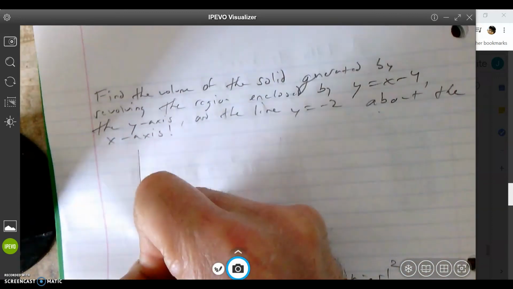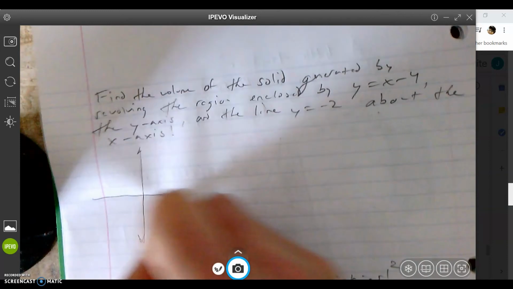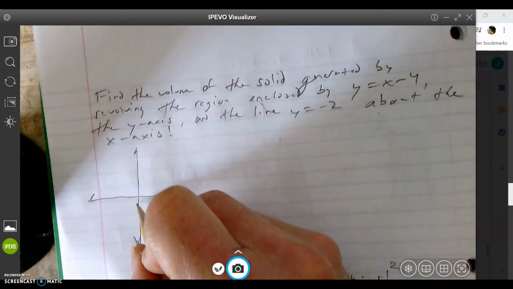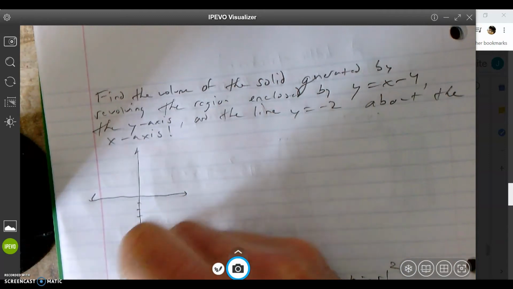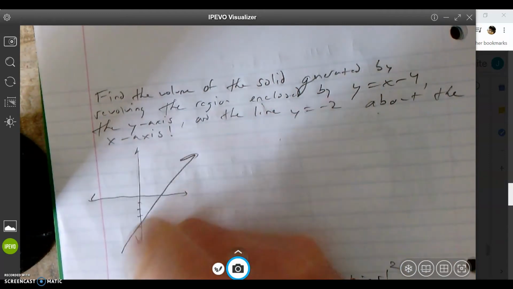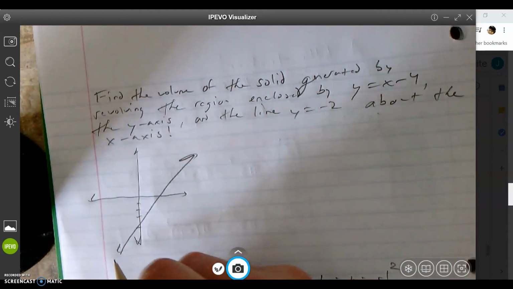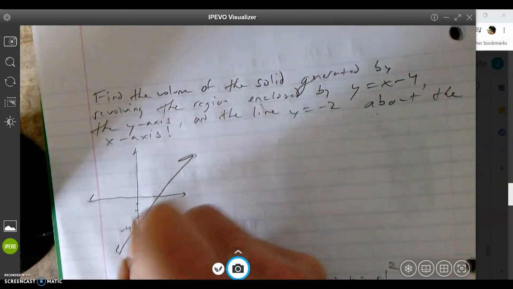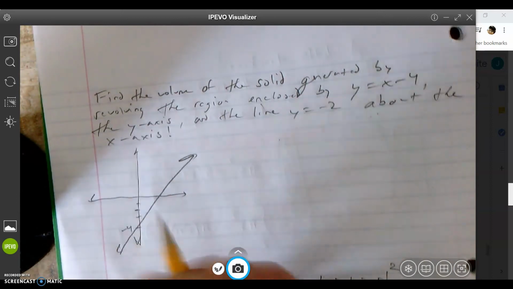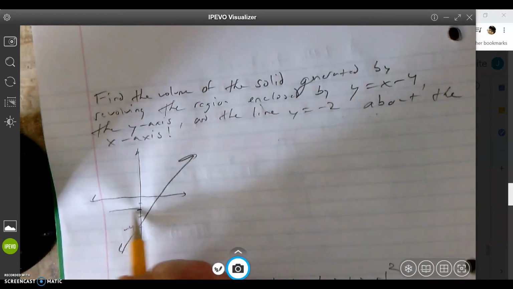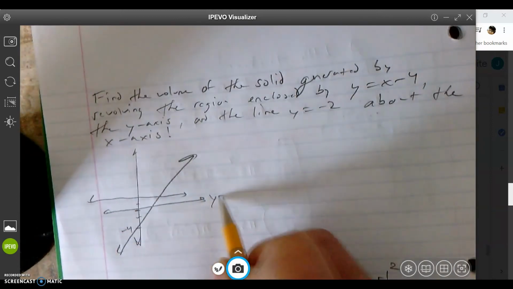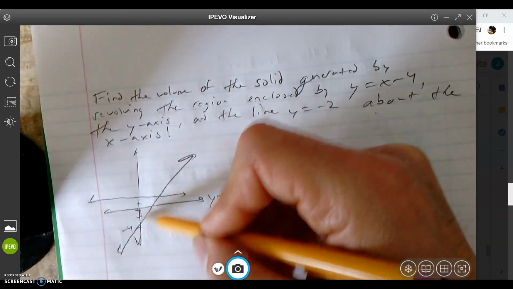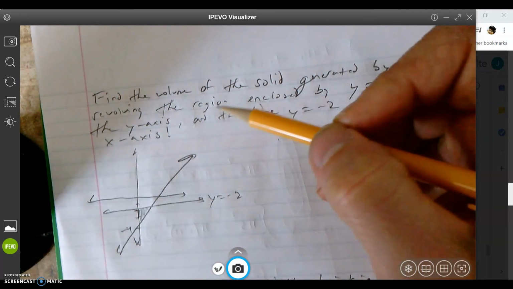Okay, let's draw a picture. First thing, picture is so important with these. So important. Y equals x minus 4. So we go 1, 2, 3, 4. Something like that. So this is negative 4. And then y equals negative 2, so this would be negative 2 on the y. So this would be my line right there. Y equals negative 2, and it's enclosed by the y-axis, so it means all this area right here.